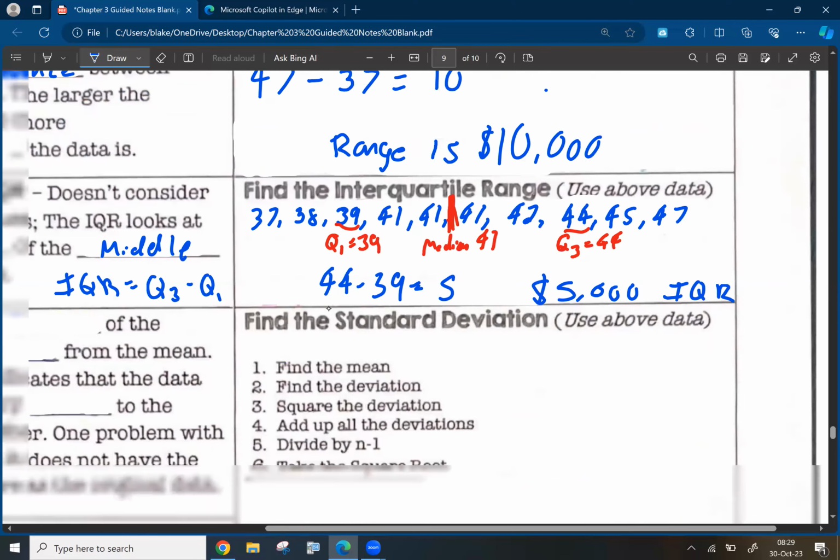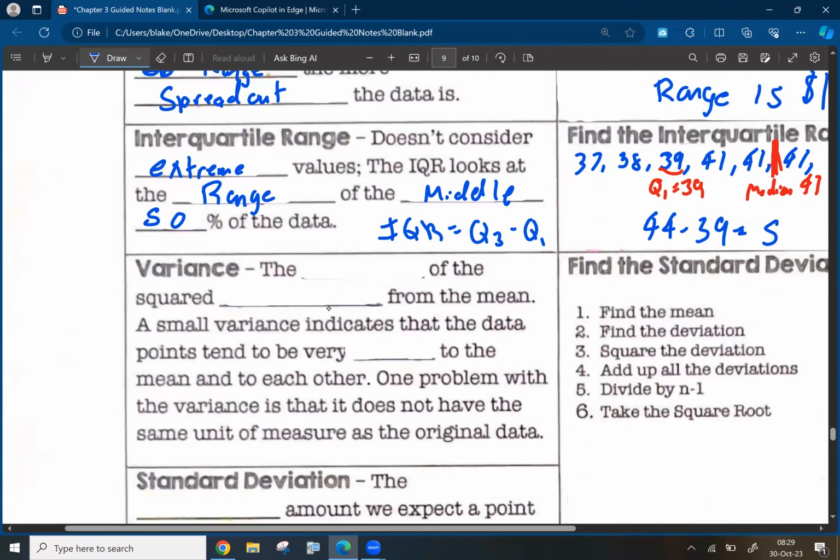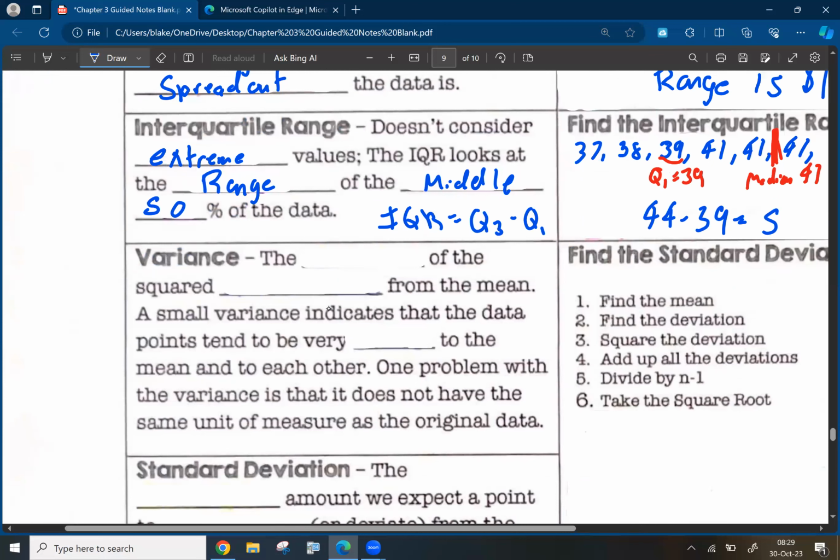All right. Now we're going to move on to variance and standard deviation. These kind of go hand in hand with one another. So variance is the average of the squared differences from the mean. We're going to do all of those things here in a second. A small variance indicates that the data points tend to be very close to the mean and to each other. One problem though with the variance is it does not have the same unit of measure as the original data.